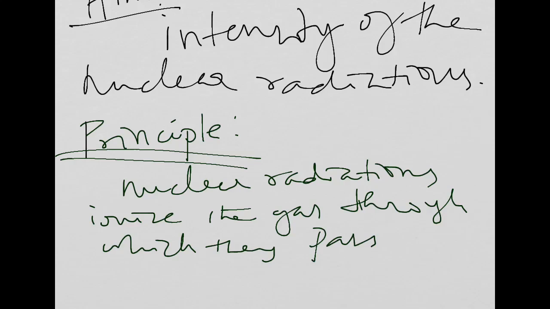We also know that it is not simply nuclear radiations. Some other radiations also, like cathode rays and anode rays, are capable of ionizing the gas through which they pass. That is actually a little bit of a drawback for the GM counter. But still, this is the principle mainly used: nuclear radiations ionize the gas through which they pass. Now we go for the diagram.